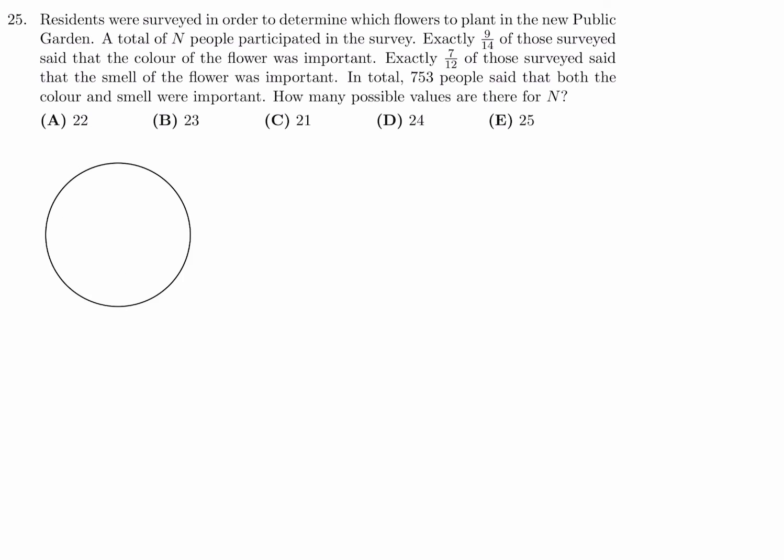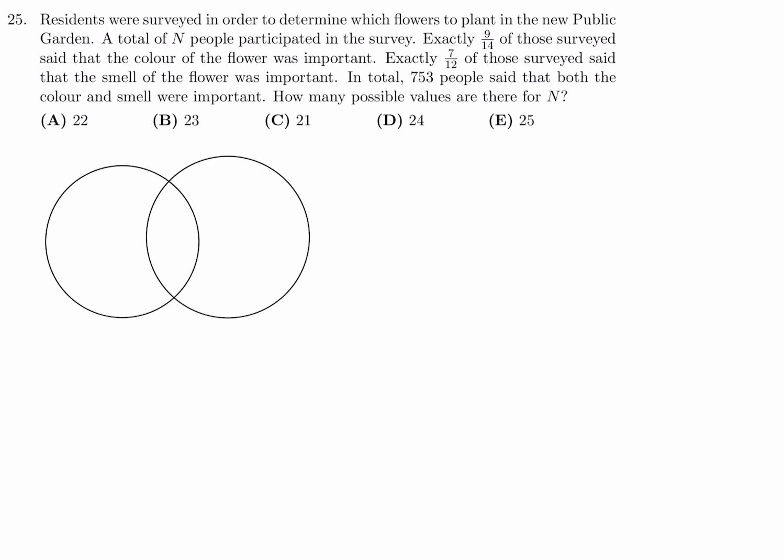Well, we need to create a little bit of a Venn diagram. And don't worry, it's not that bad, and I'll explain what I'm doing here. First, we have N as our total number of people participating. I will call the sections A, B, and C. This circle represents the people who felt that the color was important, and this circle represents the people who felt the smell of the flower was important.